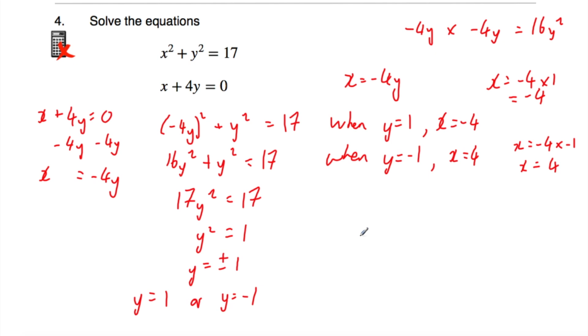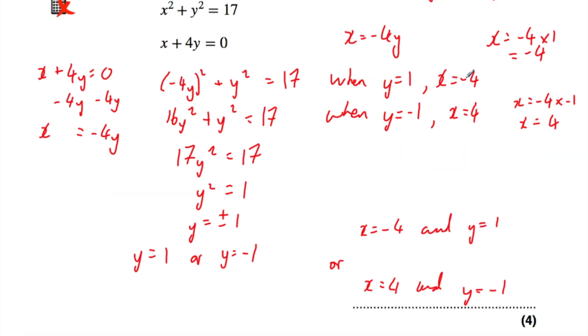So let's write that down. And there are solutions that x is equal to negative 4 and y is equal to 1, or x is equal to 4 and y is equal to negative 1, and that's it.